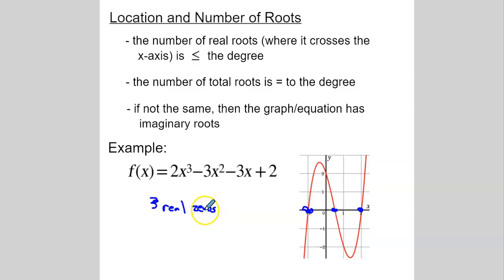Excuse my kindergarten handwriting, right? When I look at my degree, the degree was 3 and I have 3 real roots. So this is where the total roots and the real roots are matching.